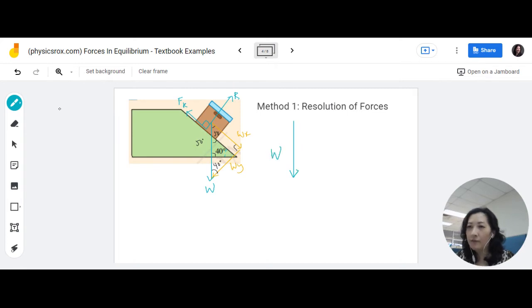So I'll just draw the triangle outside here for clarity. So this is W, this is Wx, and this is Wy. And angles here, 90 and 40. I'm just going to keep 40. We don't have to write both. Now, in this case, because Wx is opposite to 40 degrees, that means Wx over W, which is the hypotenuse. And I think the value is given. Let me just write that down. W is given as 50 Newton.